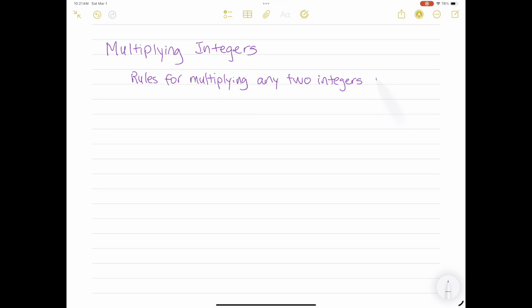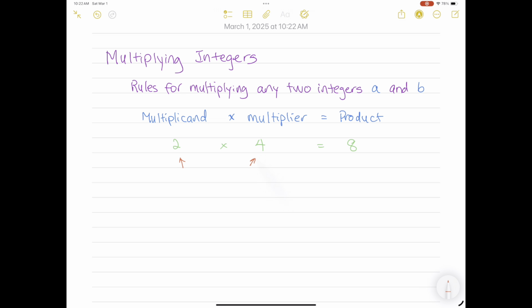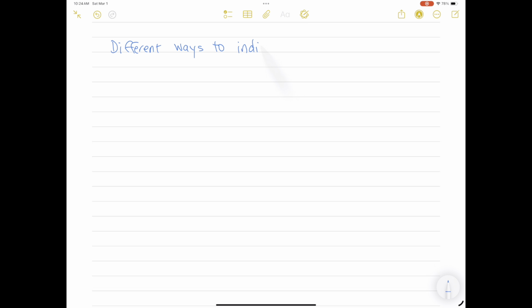Multiplying integers. Rules for multiplying any two integers, a and b. The multiplicand times the multiplier equals the product. We look at the example, 2 times 4 equals 8. 2 is the multiplicand, 4 is the multiplier, and 8 is the product. More commonly, we call 2 and 4 the factors and 8 the product.